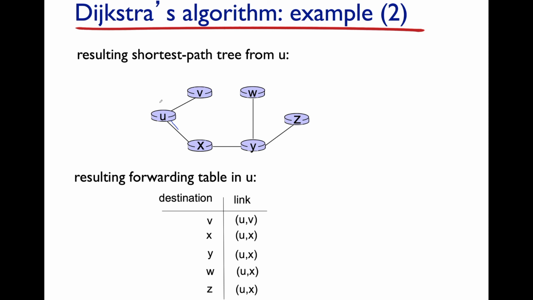So now in node U, in the forwarding table, we say if our destination is an address managed by router V, or subnets managed by router V, we would use the link UV. If it's a subnet managed by X, we use the link UX. If it's a subnet managed by Y, we use UX. If it's managed by W, we use UX. If it's managed by Z, we use UX. And this is going to be the forwarding table that we install into router U.